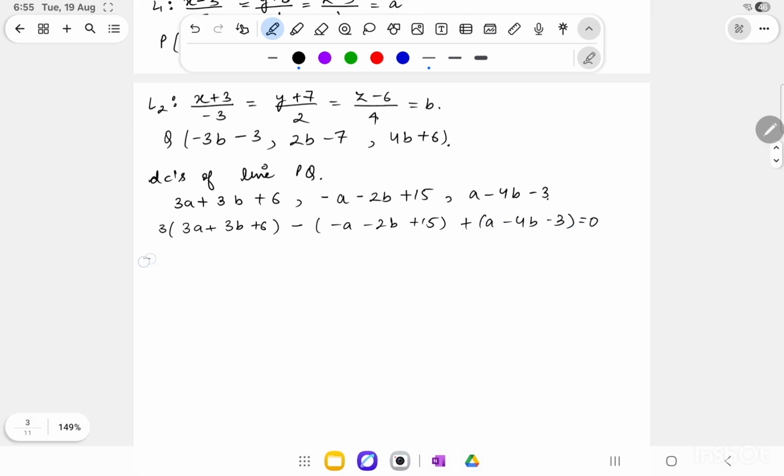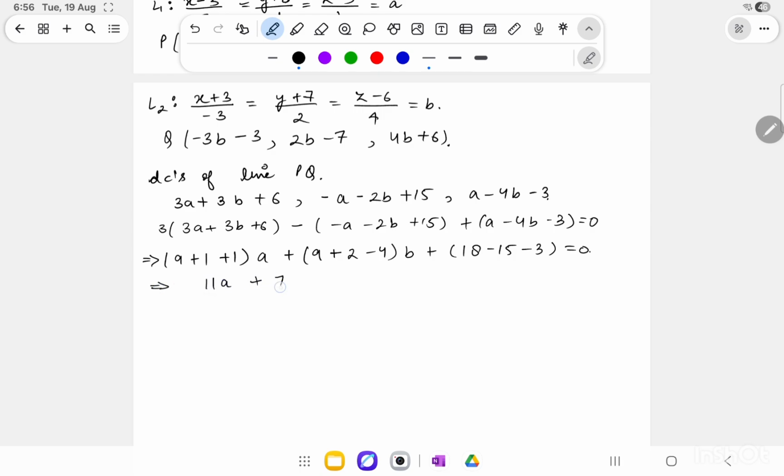So if I solve this, I'll get (9 + 1) into A + (9 + 2 - 4) into B + 18 - 15 - 3 equals 0. If I simplify it, I'll get 11A + 7B equals 0. Let us name it as star 1.